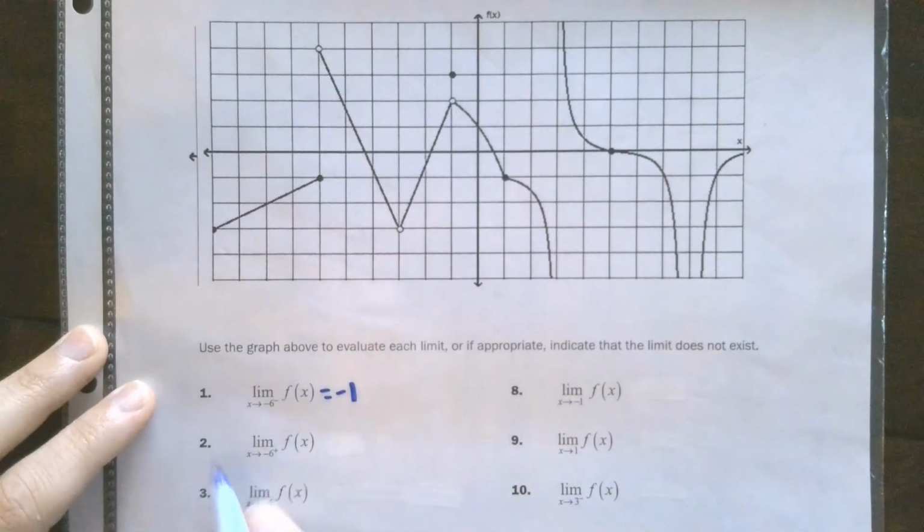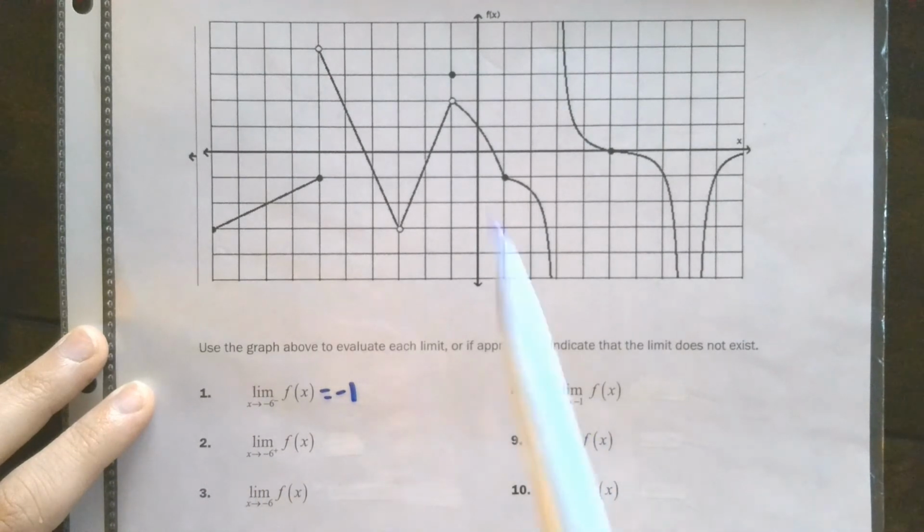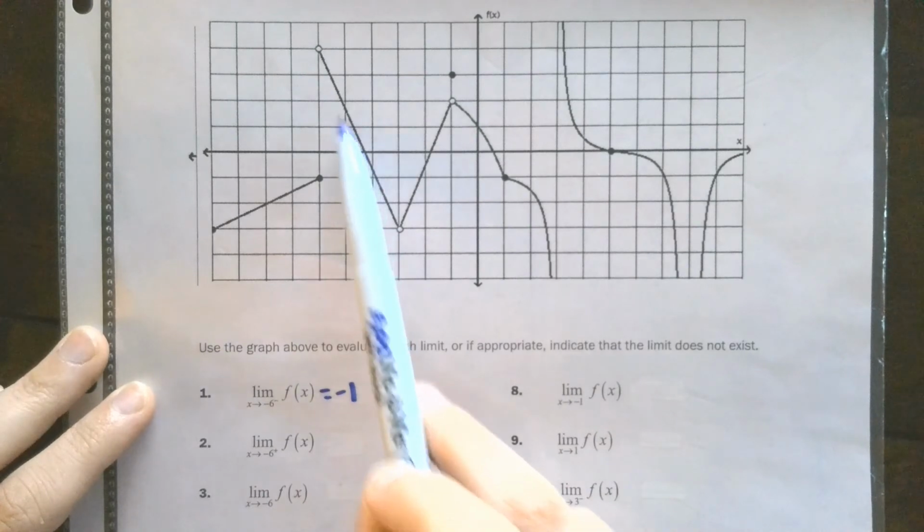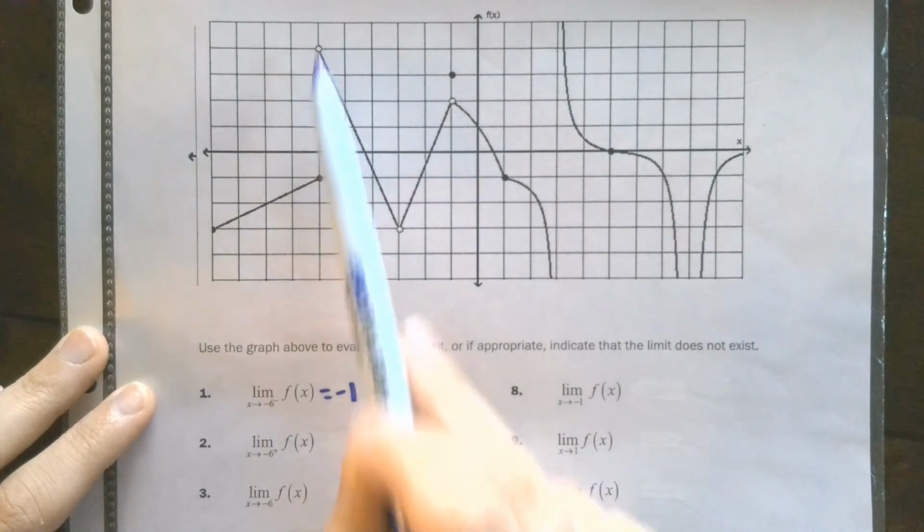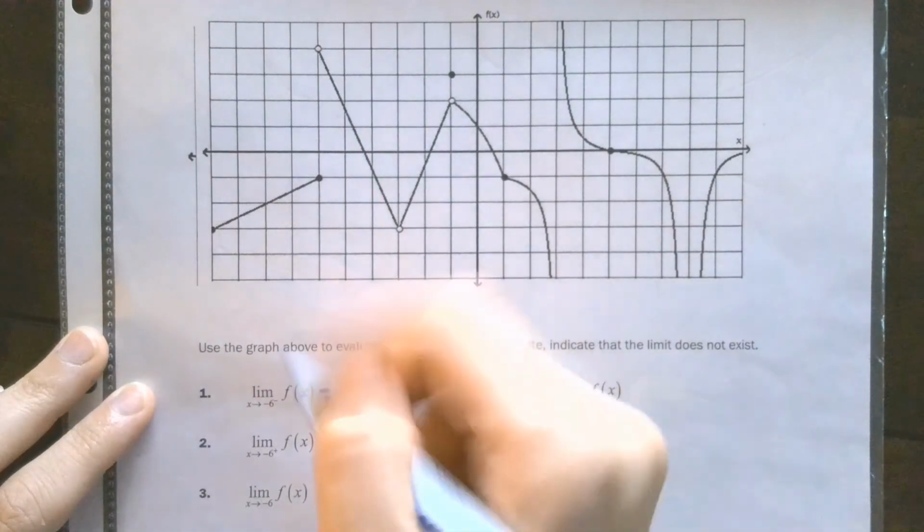Okay, so example number 2, still looking at -6, but now we're looking at the limit as x approaches -6 from the right. So as I get closer and closer to -6 from the right, it looks like I'm approaching a value of 4.